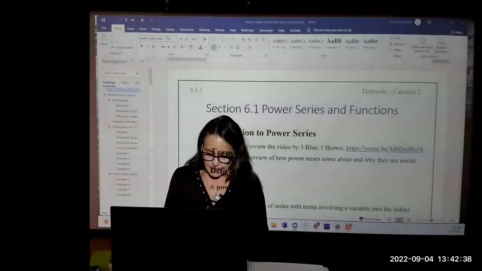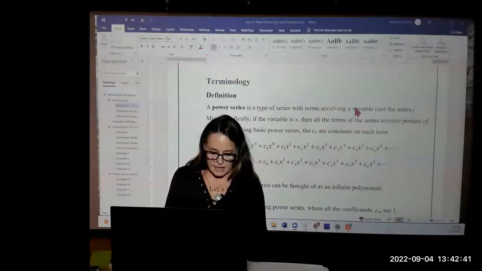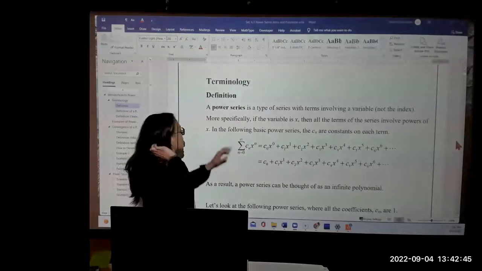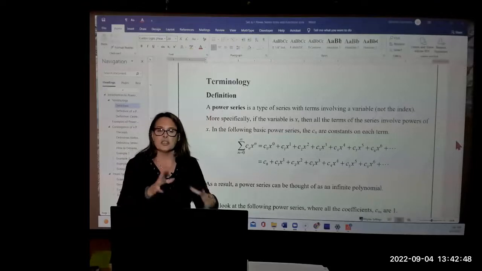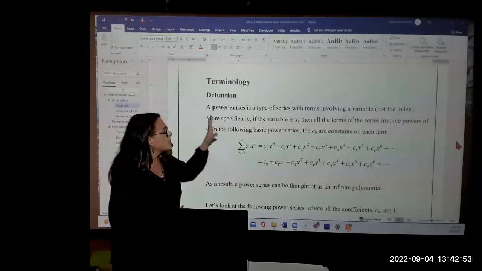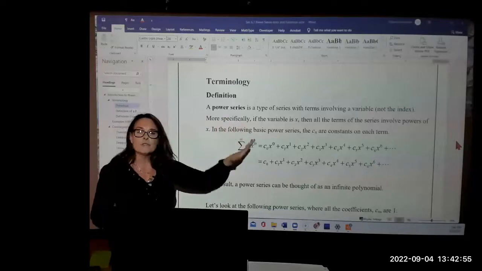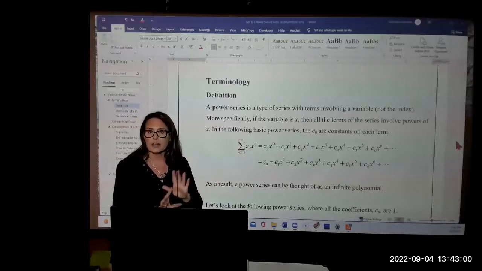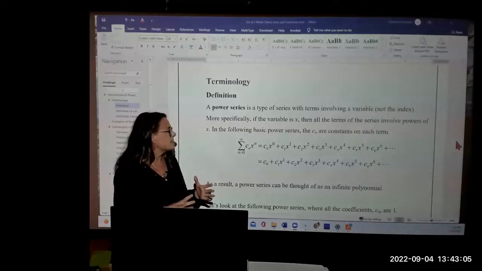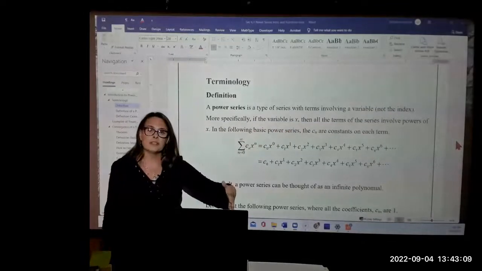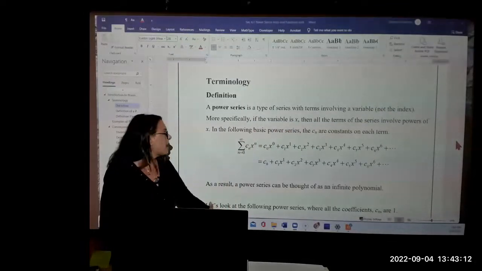The first thing we want to do, of course, is define a power series. So we're going to start with some terminology. So a power series is basically just another type of series. It's not geometric necessarily, but we're looking at a type of series that involves a variable. Now, we're not talking about the index variable, n or k. We're talking about another variable, such as x. When the variable is x, then all the terms in the series involve powers of x.